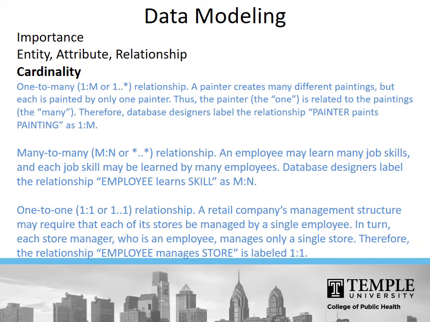Then we could have a many-to-many relationship, which is notated as M:N. In one example, an employee could learn many different job skills, and each job skill can be learned by many different employees. So this is where we would specify this relationship as many-to-many. And then we can have one-to-one. A retail company's management structure may require that each of its stores be managed by a single employee. So in turn, each store manager who is an employee manages only one single store. So this would be notated as 1:1.